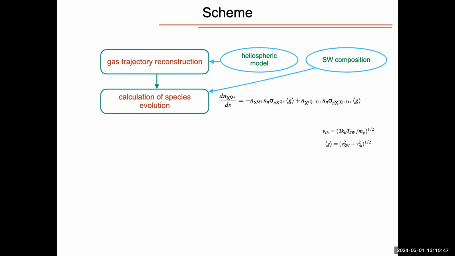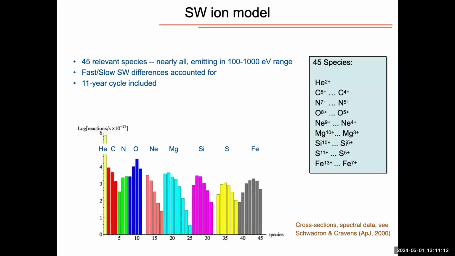And this, of course, is very simple. We have sink because we have charge exchange of these ions with neutrals, and they become ions with one less ionization state, Q minus 1. So that's the sink, and we have the source. Higher charged ions get an electron and become this ion. So that's the source. So we have sink and source. We have 45 species.